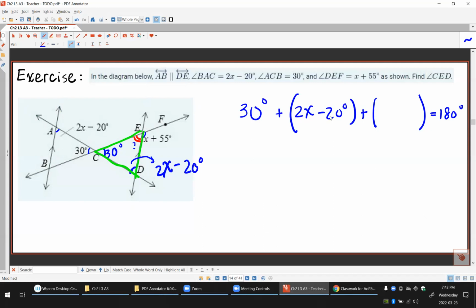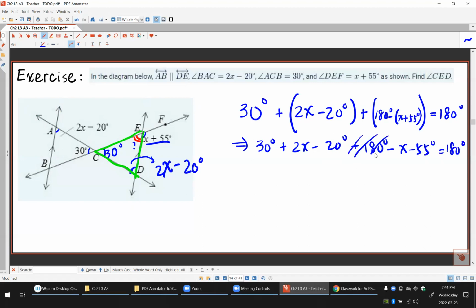180 minus x plus 55. Yes, it's 180 degrees minus this angle here, right? Understand? Yeah. So 180 minus x plus 55. Okay, so this is an equation we can use to solve our x. So this actually gives us 30 degrees plus 2x minus 20 degrees, then plus 180 degrees minus x minus 55 degrees equals 180 degrees. So 180 degrees cancels with 180 degrees here.